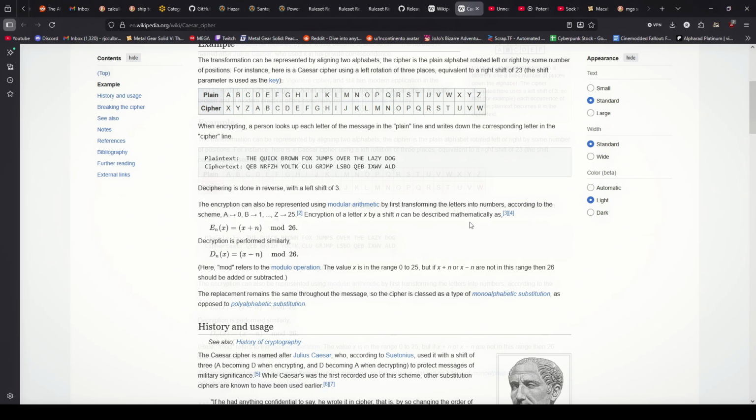Encryption: E_n(x) = (x + n) mod 26. Modulo operations. The replacement remains the same throughout the message. So the cipher is classified as a type of monoalphabetic substitution, as opposed to polyalphabetic substitution.